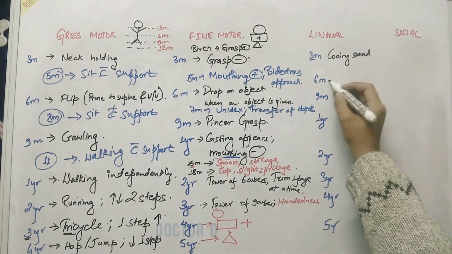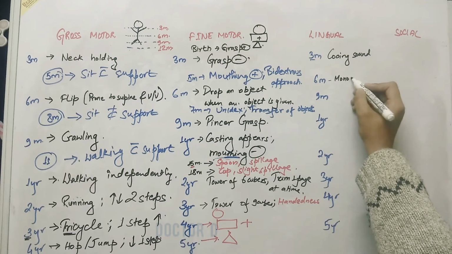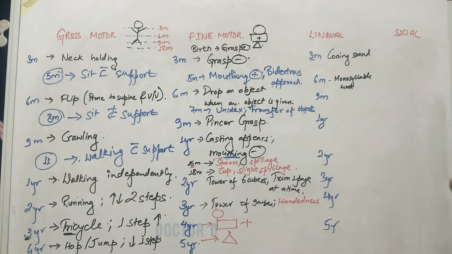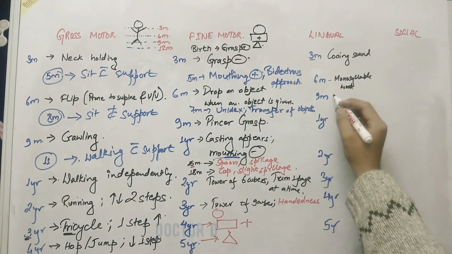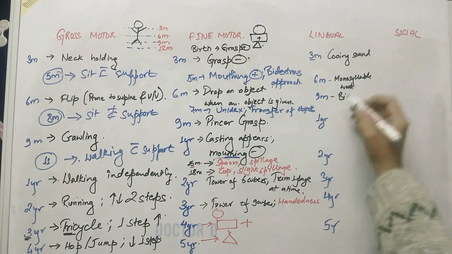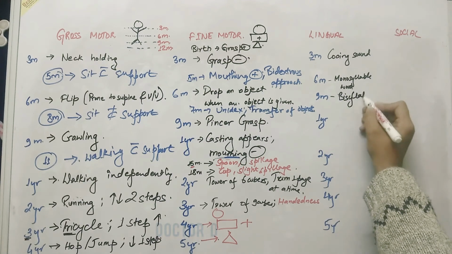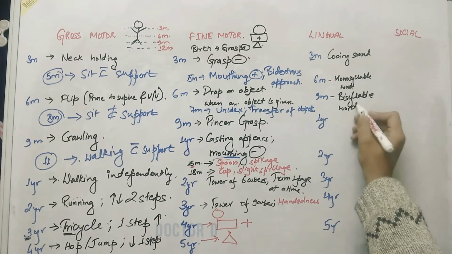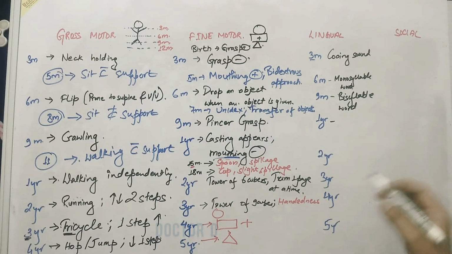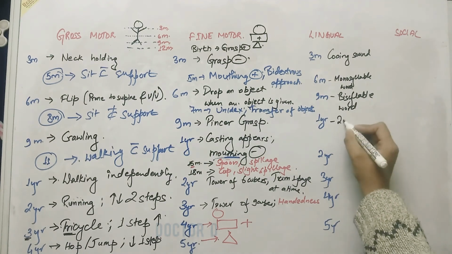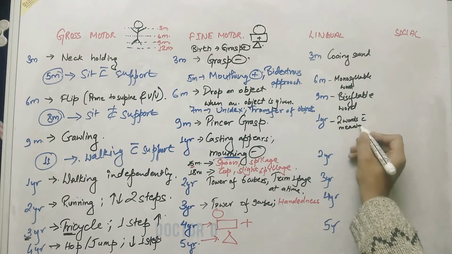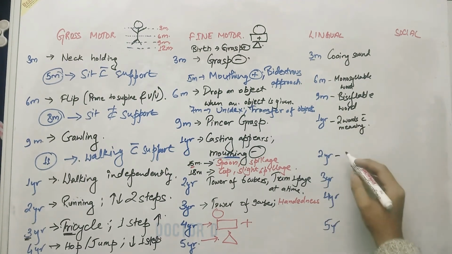In 6 months the child develops monosyllable words like pa, ba, ma, monosyllable. In 9 months he or she develops the ability of speaking bisyllable words like mama, papa, dada, etc. At 1 year the child is able to speak 2 words with meaning, and at 2 years the child can speak simple sentences.